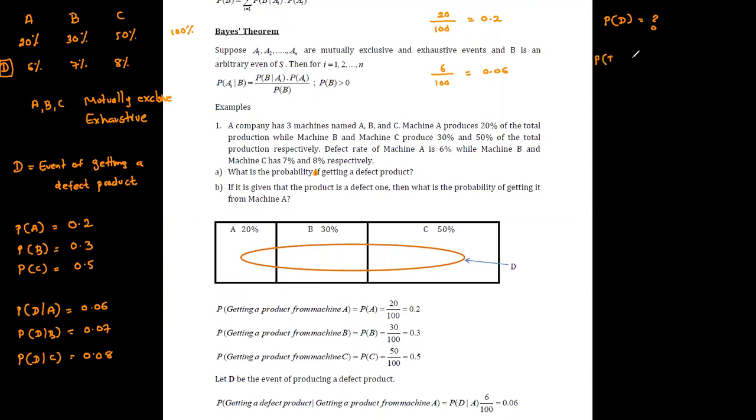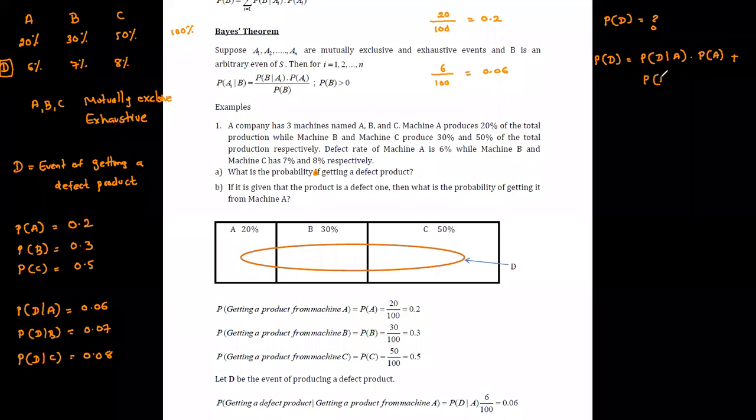The probability of occurrence of event D is equal to, actually this event D is coming from machine A, machine B, and machine C. Therefore, all three machines contribute to this event D. First I will consider the part from machine A. It is D given A times probability of A, plus probability of D given B times probability of B (here it is not A, it should be B), plus probability of D given C times probability of C.